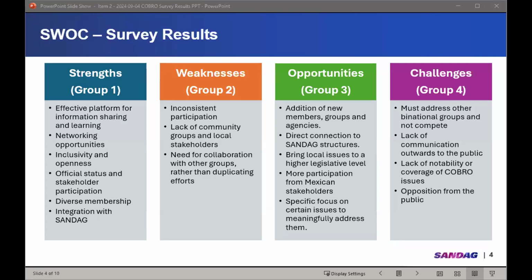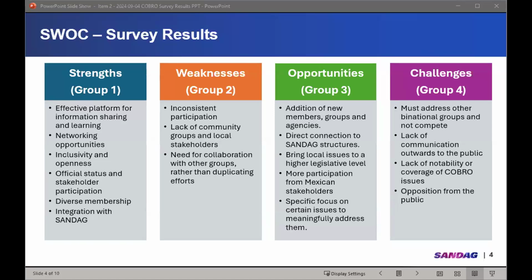Any member of COBRO feel like reporting out when we get back to the main room? Okay. I took copious notes. I don't mind doing it, but since this is your forum, your group wanted to extend that offer, but I'm happy to do it too. Okay. Anyone else with last thoughts before we jump back into the main room?